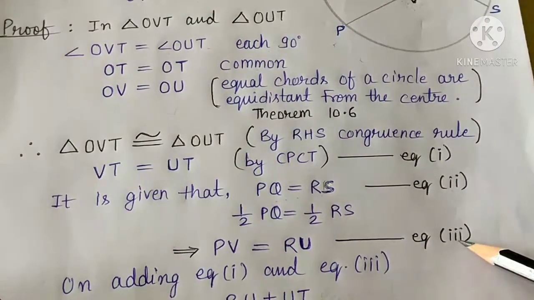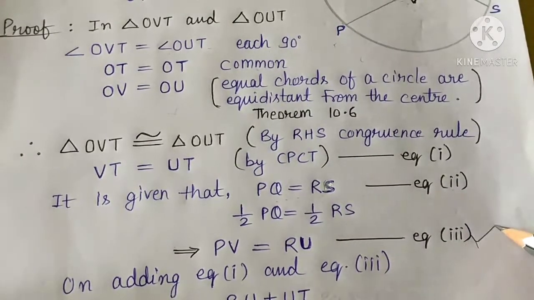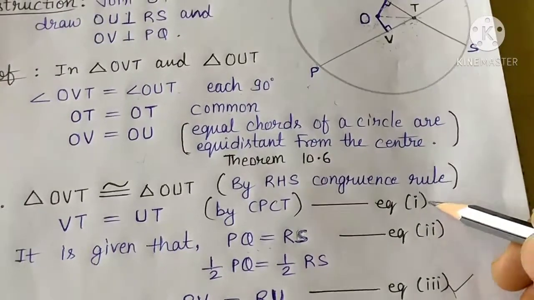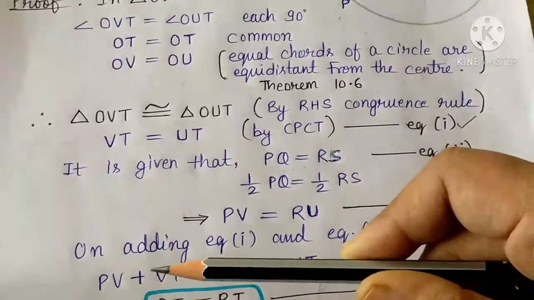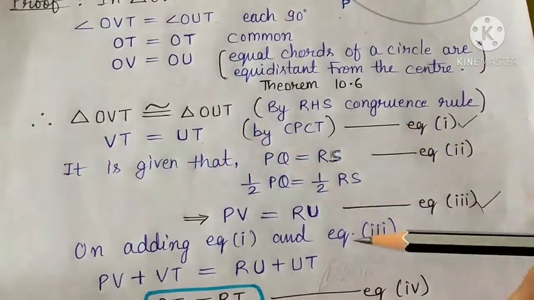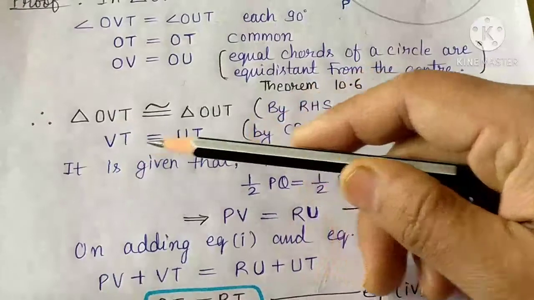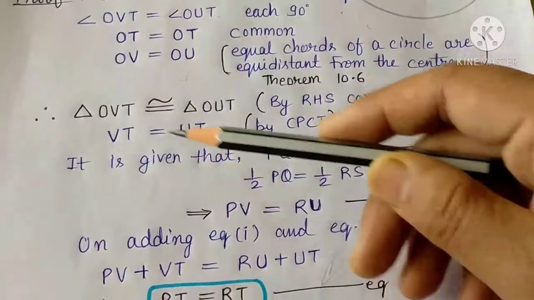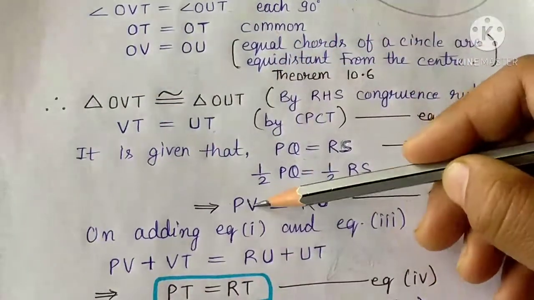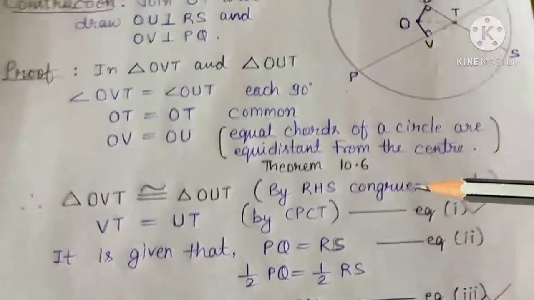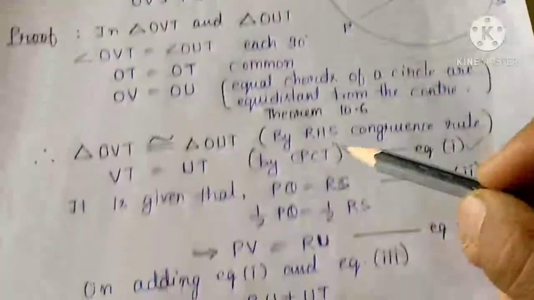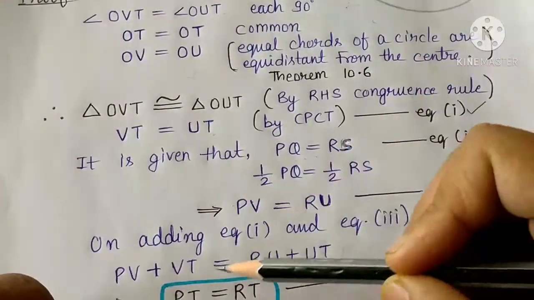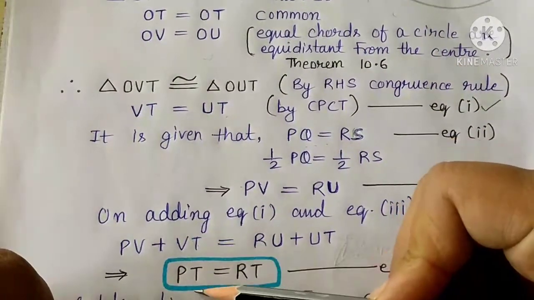Okay. Now what we are doing, we are adding equation third and equation first. So left hand part we will add in left hand, and right hand part we will add in right hand. So VT plus PV, or we can say PV plus VT. Just check in the circle. PV plus VT becomes PT. So PV plus VT equals PT.